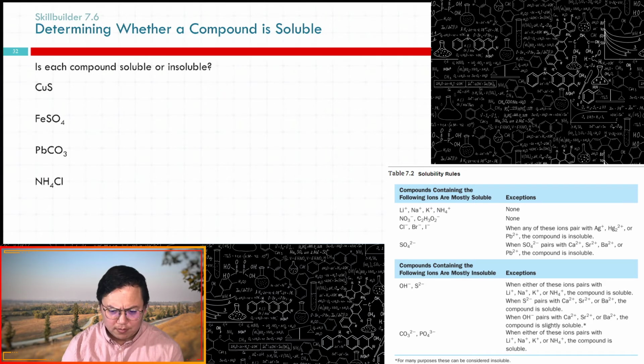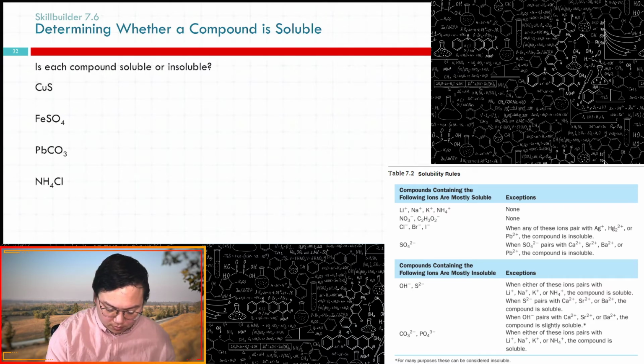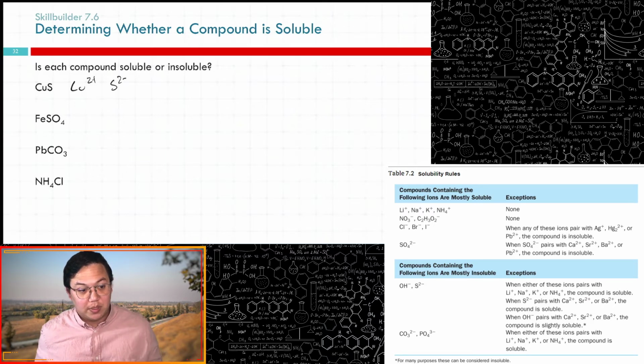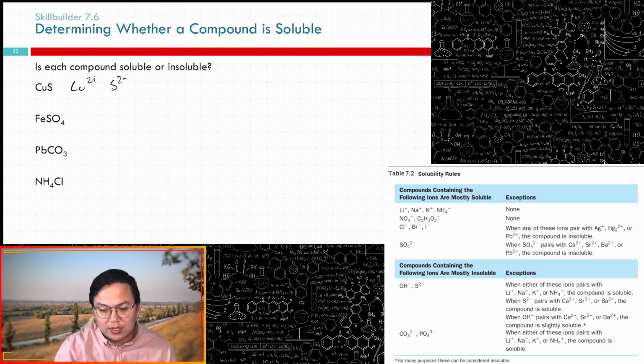And really you can speed things up a little bit here by saying copper is going to be a cation because it's a metal. And the only cations that we have on this list are at the very top left with lithium, sodium, potassium, and ammonium, right? So if it's not one of those, then we'll move on to our anion. So sulfur is our anion, right, because it's going to be copper 2 plus, sulfur 2 minus. We know it's copper 2 plus because the sulfur is 2 minus. So then we can find S2 minus, sulfur, on our table here.